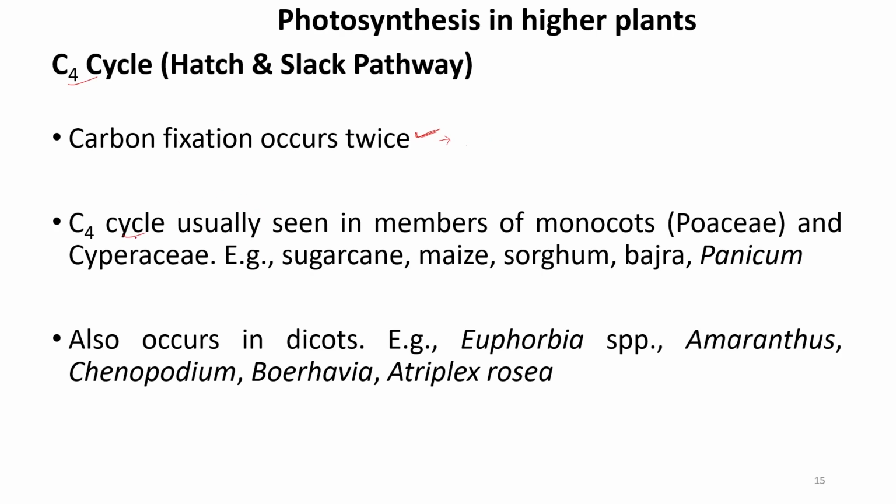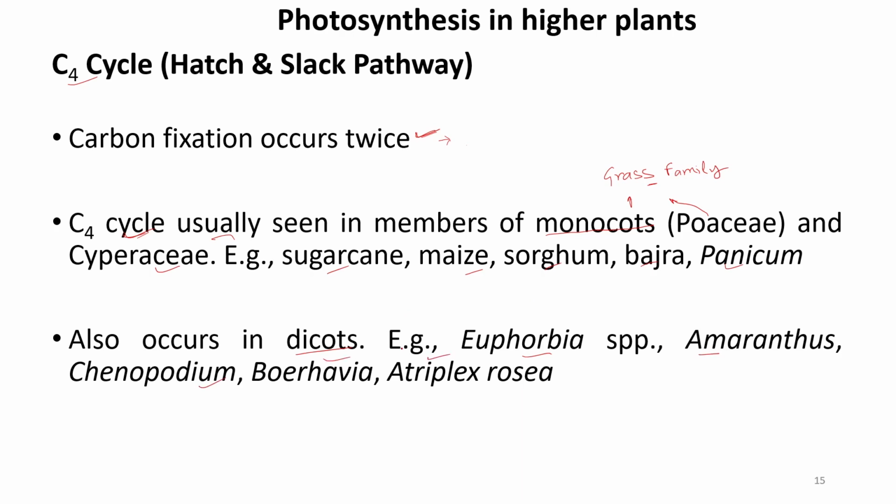What are the examples of plants in which the C4 cycle is seen? It is usually seen in the members of the monocots. Okay, monocots are also commonly called the grass family, or the Poaceae is also known as the grass family. Okay, and the C4 cycle is also seen in the members of Cyperaceae, for example, sugarcane, maize, sorghum, bajra and panicum. Okay, now the C4 cycle also occurs in dicots, and the examples are Euphorbia, Amaranthus, Chenopodium, Boerhavia and Atriplex rosea.